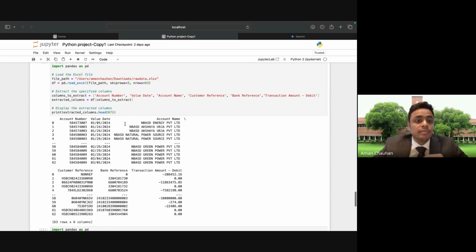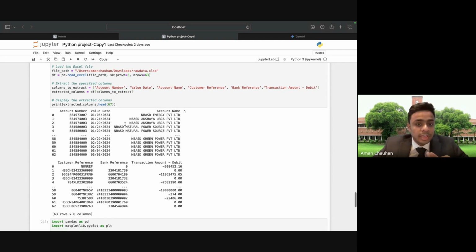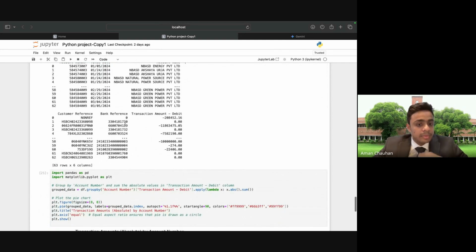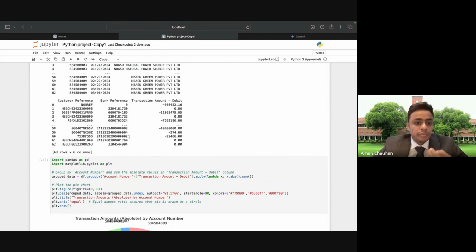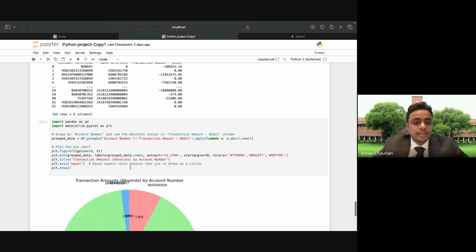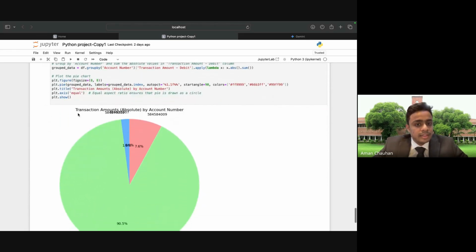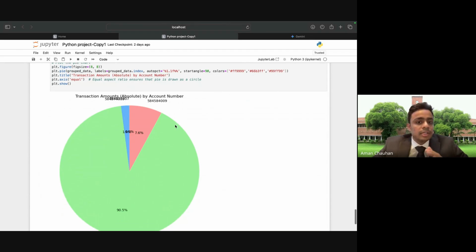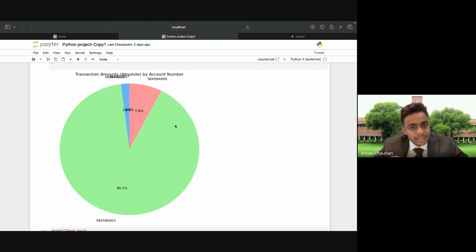And we gave the code, let us visualize. For that, we use the matplotlib library to visualize our data. And this is our output. It gives the transaction amounts in absolute numbers and the account number. The account number shows that this particular client ID has transacted this much percentage of the whole volume.